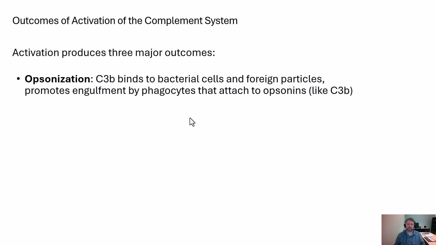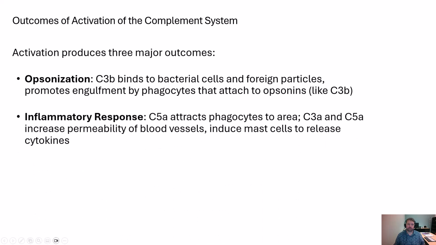Okay. So this C3b binding is going to induce more phagocytes, so your neutrophils, your basophils, okay, your eosinophils, to come to the region and consume that material. Inflammatory response, C5a, which will also attract phagocytes to the area.